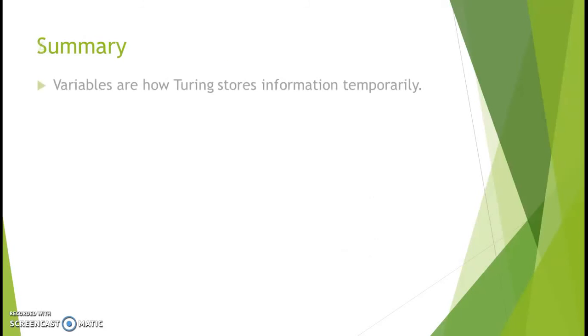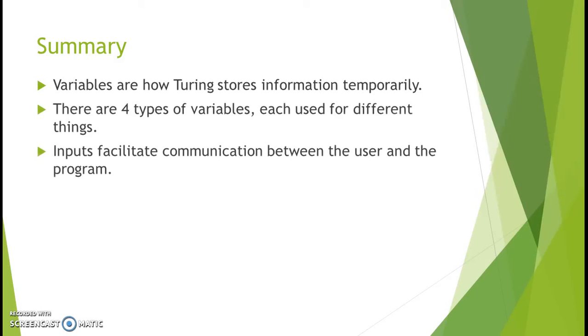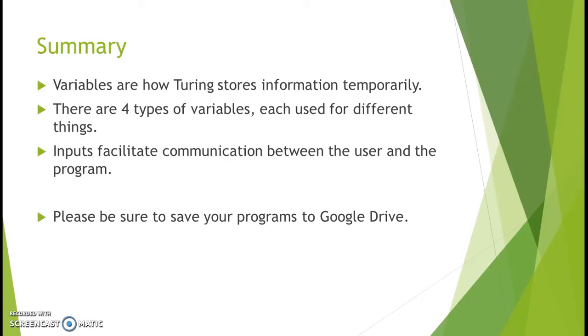Alright, so to summarize, variables are how Turing, in virtually every program, stores information temporarily. In Turing, there are four kinds of variables, each used for different things. And we use inputs to facilitate communication between the user and the program.